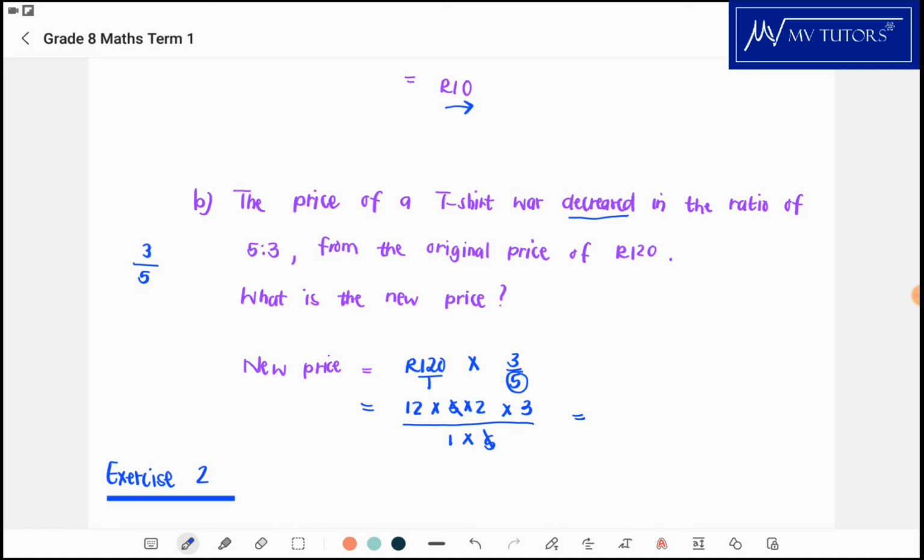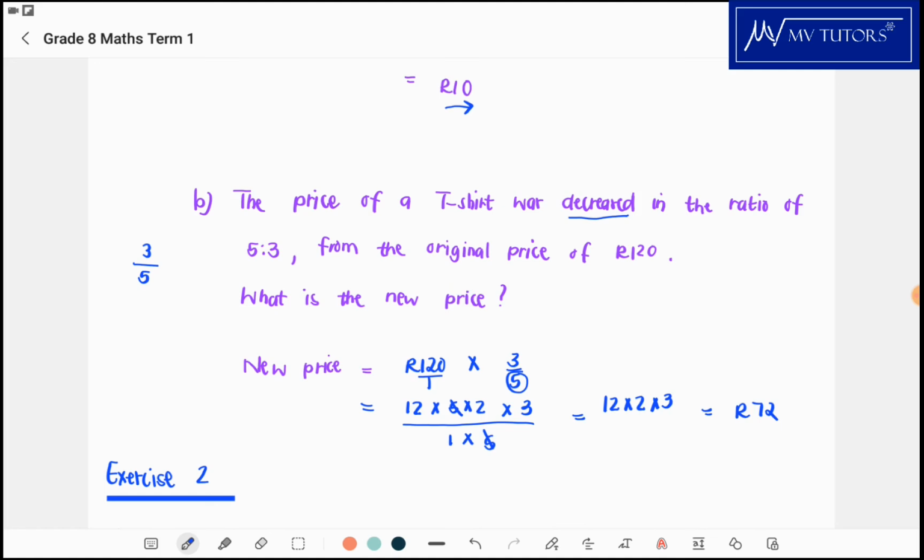So now 12 times 2, or rather 12 times 5 is actually 60. Okay, no. What am I doing? I'm adding 2 and 3. Biggest error. So I have 12 times 2 times 3, which is actually 12 times 6. And that is 72 Rand. Oh my goodness. So yes, now the price of the new t-shirt after it has been decreased in this ratio is actually now going to be 72 Rand.